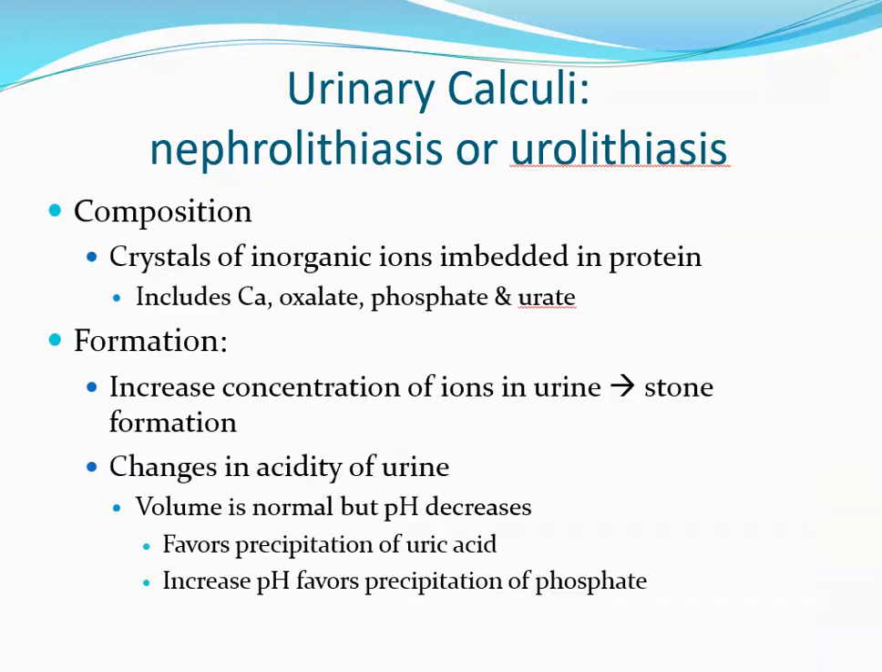The composition of stones are typically crystals of inorganic ions embedded in proteins. These ions include calcium, oxalate, phosphate, and urate. These stones form due to an increased concentration of these ions in the urine. This will lead to them precipitating out as a stone.